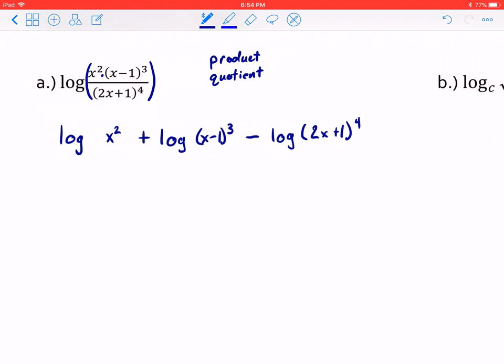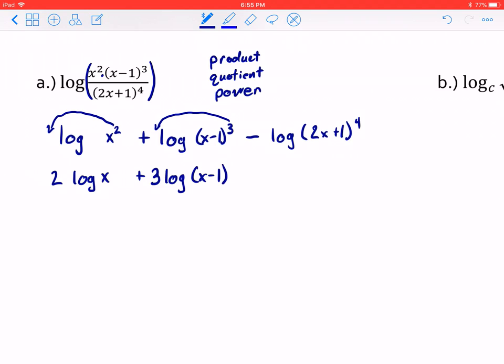And now we can apply the power rule last. Of course, there are exceptions, as you maybe think: if the square root is over the whole expression, as we have in a later example, we would have to apply the power rule first, working outside in. But the 2 is on the x, so that could come in front. So this becomes 2 log of x. The 3 is on the parentheses x minus 1, so this becomes plus 3 log of x minus 1. And then the same thing with the 4, it comes down in front, 4 times log of 2x plus 1.